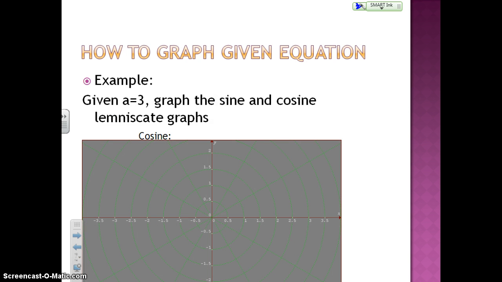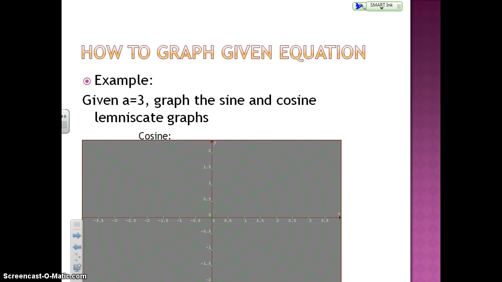So here we're learning how to graph the given equation. Here we're going to have the example: given a equals 3, graph the sine and cosine lemniscate graphs. The equation for these functions would be r equals the square root of 3 squared cosine 2 theta, which would end up coming out to r equals the square root of 9 cosine 2 theta.